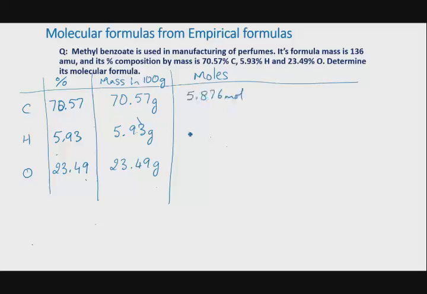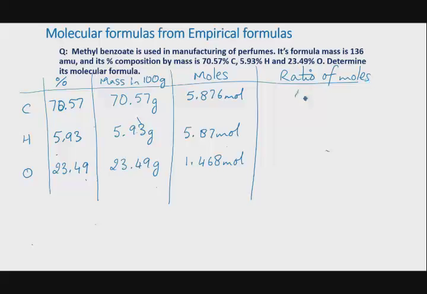5.876 moles of carbon, 5.87 moles of hydrogen, and 1.468 moles of oxygen. Once you have that, you can then divide each of the moles by the smallest value to figure out the ratio of moles in whole numbers. So after rounding to the closest whole number, we get a ratio of 4 carbon, 4 hydrogen, and 1 oxygen, such that the empirical formula of this compound is C4H4O. But we are not done yet.